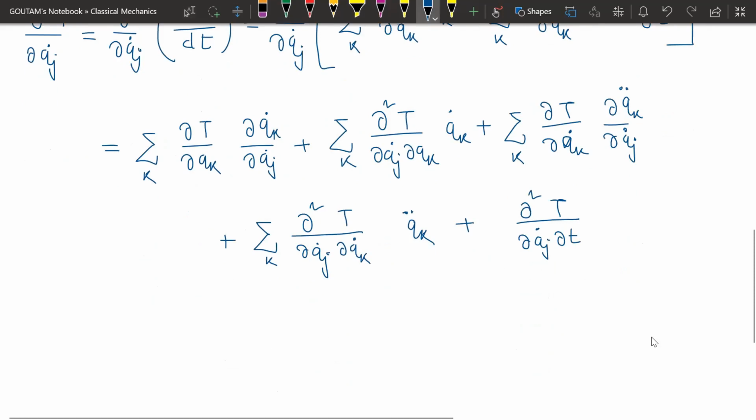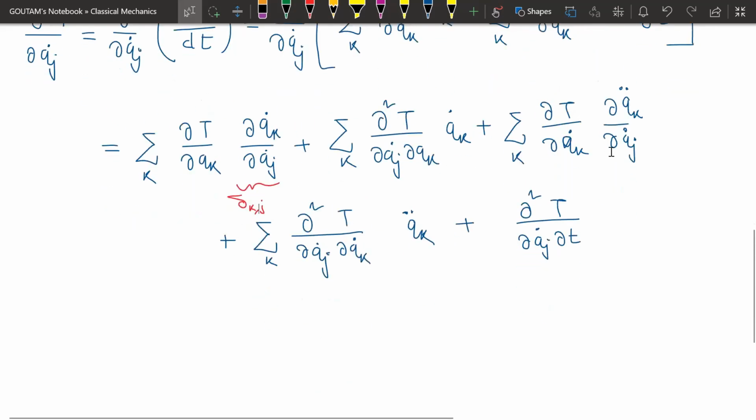Now this term is delta of k, j, and we already know what this delta function is. Delta of k, j means when k equals j, it is 1, and when k is not equal to j, it is 0, because the qj's are independent. So only ∂q̇j/∂q̇j will be 1, and if j is not equal to k, then the derivative is 0.